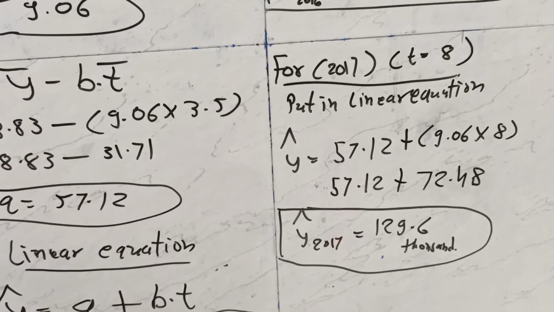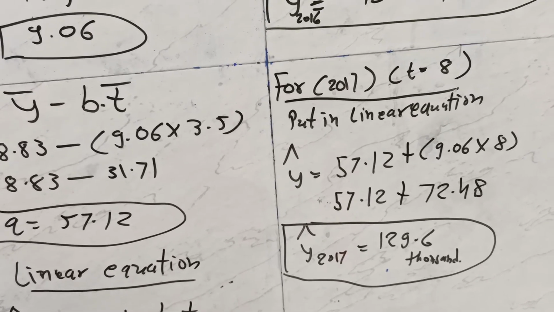The number of vehicles is in 1000. It means the estimated value of y comes in thousands. This way the least square method is performed.